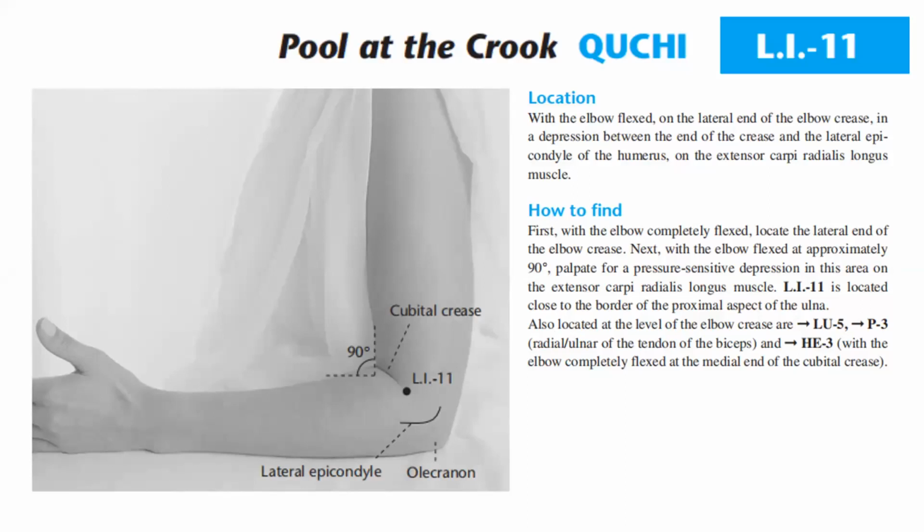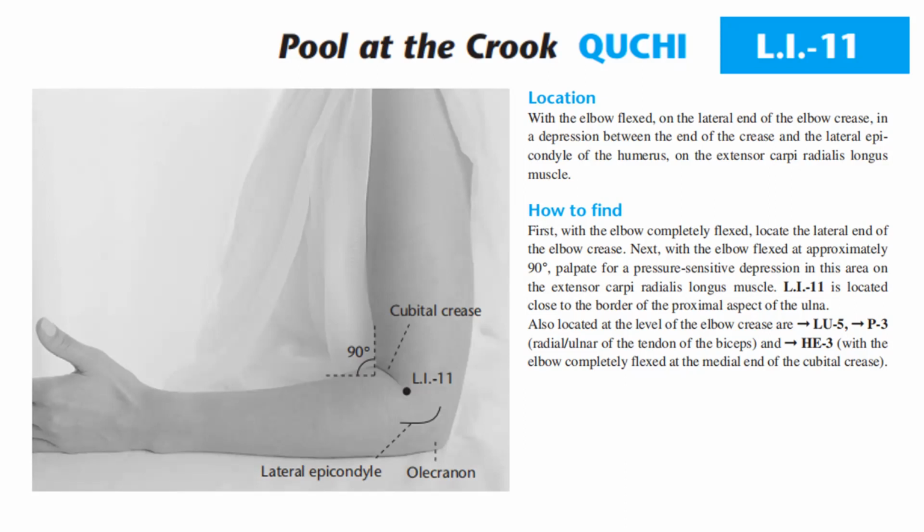Location: with the elbow flexed, on the lateral end of the elbow crease in a depression between the end of the crease and the lateral epicondyle of the humerus. On the extensor carpi radialis longus muscle. How to find? First, with the elbow completely flexed, locate the lateral end of the elbow crease. Next, with the elbow flexed at approximately 90 degrees, palpate for a pressure-sensitive depression in this area on the extensor carpi radialis longus muscle. LI11 is located close to the border of the proximal aspect of the ulna.